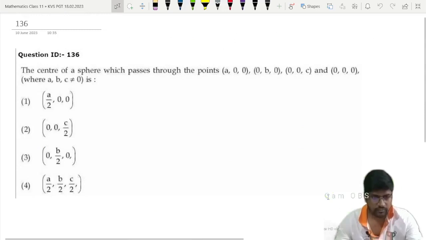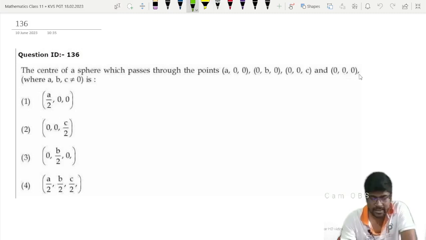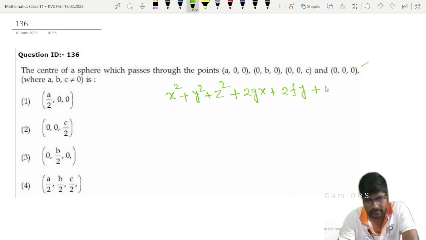Now come to question number 136. The center of a sphere which passes through the points a, 0, 0, 0, b, 0, 0, 0, c and 0, 0, 0, that is, it is passing through the origin also. So the equation of a sphere passing through the origin will be x square plus y square plus z square plus 2gx plus 2fy plus 2hz is equal to 0.